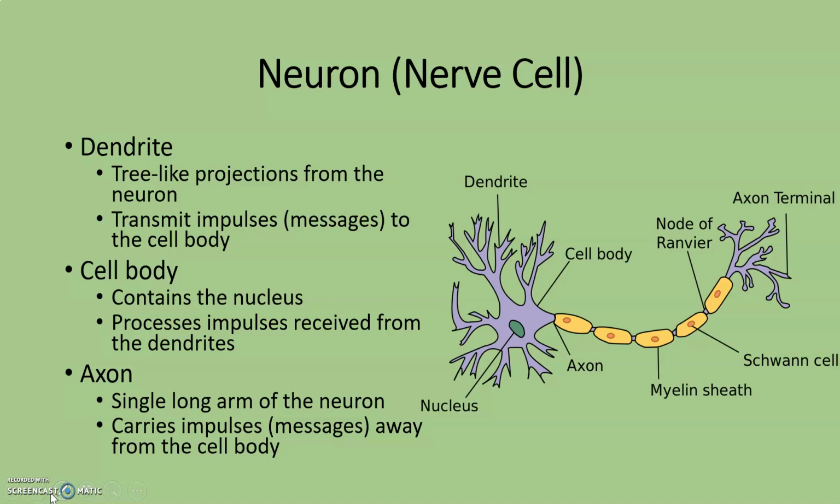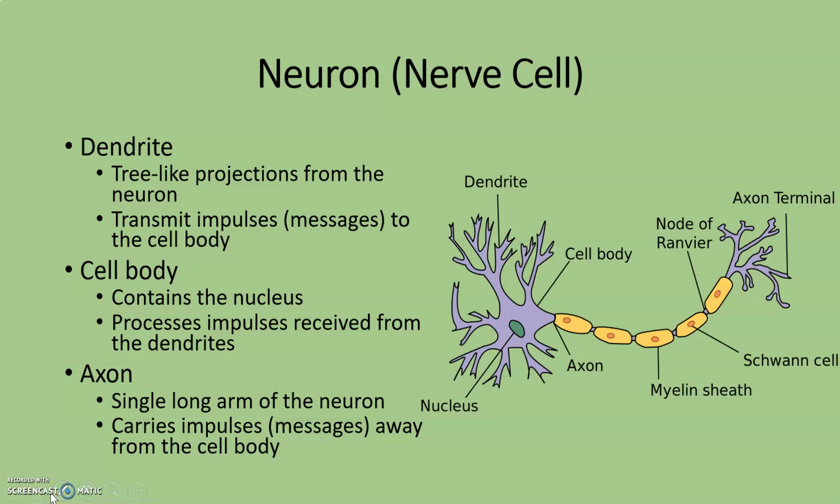The term for a nerve cell is a neuron, and the neuron generally consists of three parts. You have the cell body, or soma, which is the main part of the nerve cell. The cell body contains the nucleus, which houses the genetic information for the cell. You have what's called dendrites. These are tree-like projections that extend from the cell body.